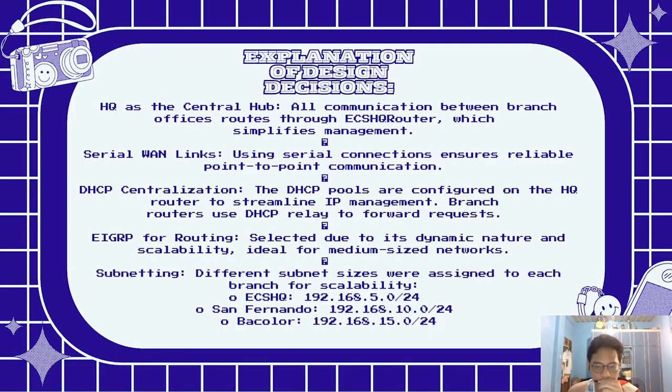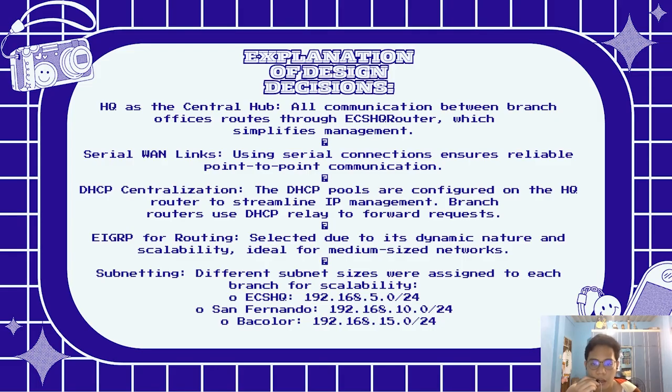The network was designed with the headquarters serving as the central hub where all communication between branch offices is routed through the ECS HQ router to simplify management, monitoring, and security control. Serial WAN links were used to provide reliable point-to-point connections between HQ and the branches, ensuring stable intercity communication. To streamline IP address distribution, the DHCP was centralized at the HQ router, with branch routers using the DHCP relay to forward client requests, allowing easier administration and consistent addressing.